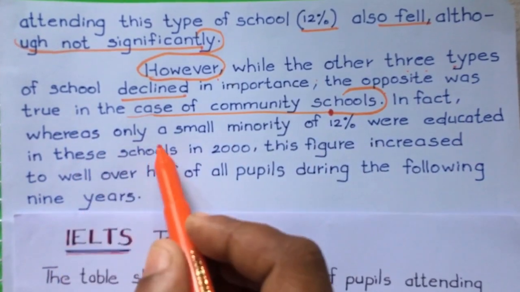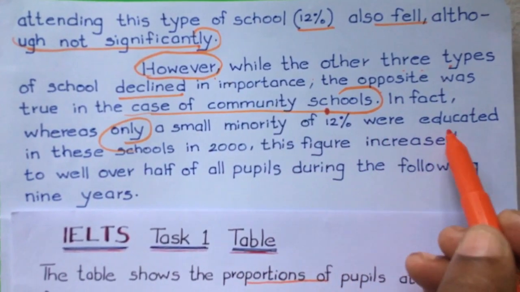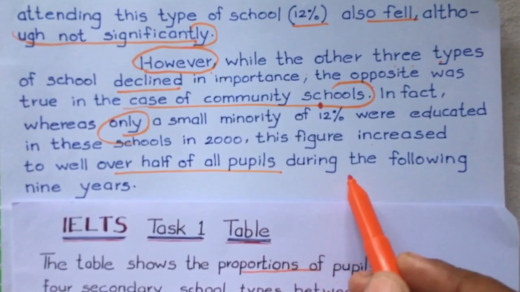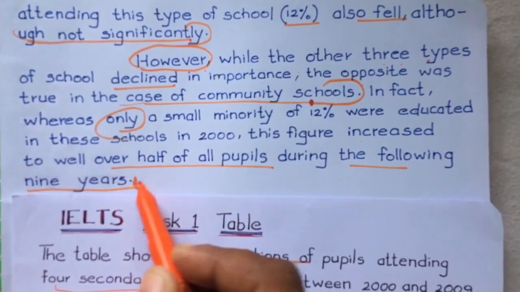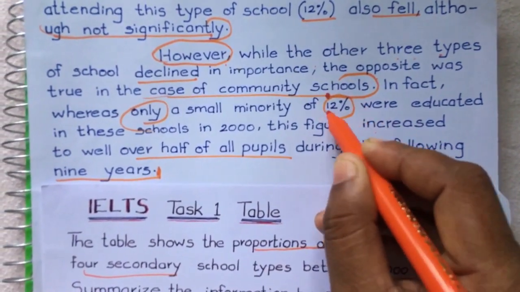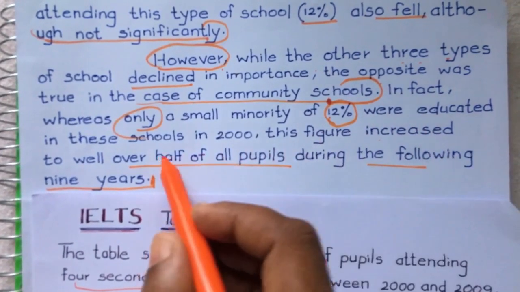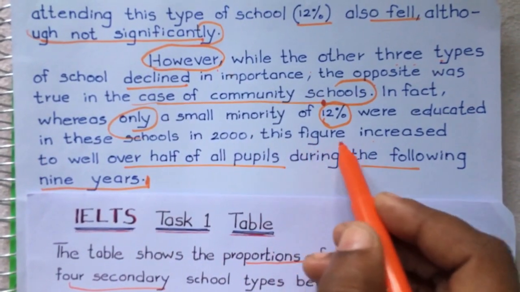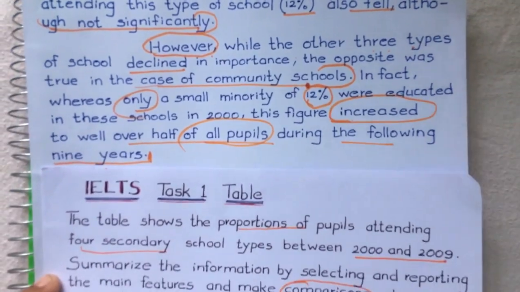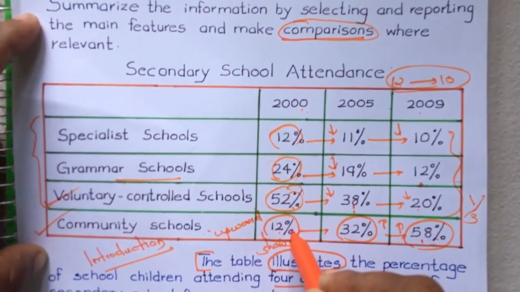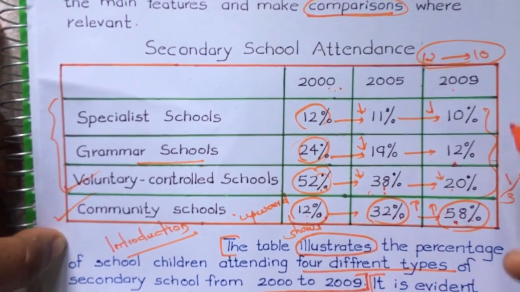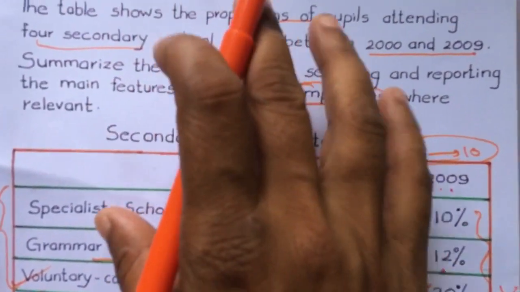In fact, whereas only a small minority of 12% were educated in these schools in 2000, this figure increased to well over half of all the people during the following 9 years. So it clearly says that even though it started with just 12% educated people, the figure gradually increased to over half of the people during the following 9 years. See how the trend is going. It is merely 12% in 2000 and how it increased to 58% in 2009. So this is about the framework of this essay.